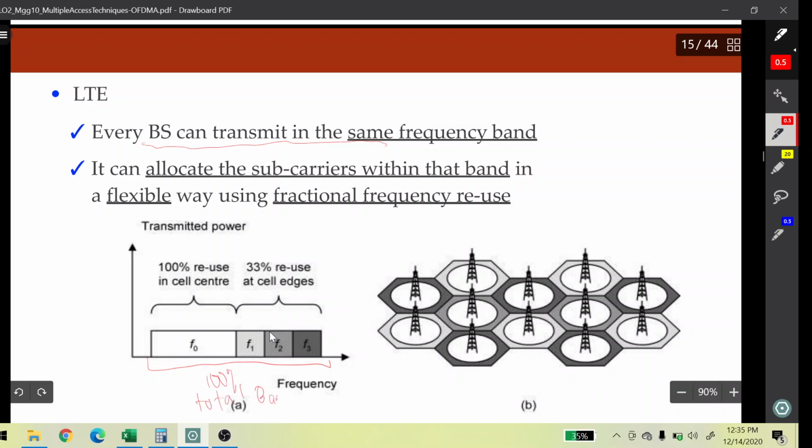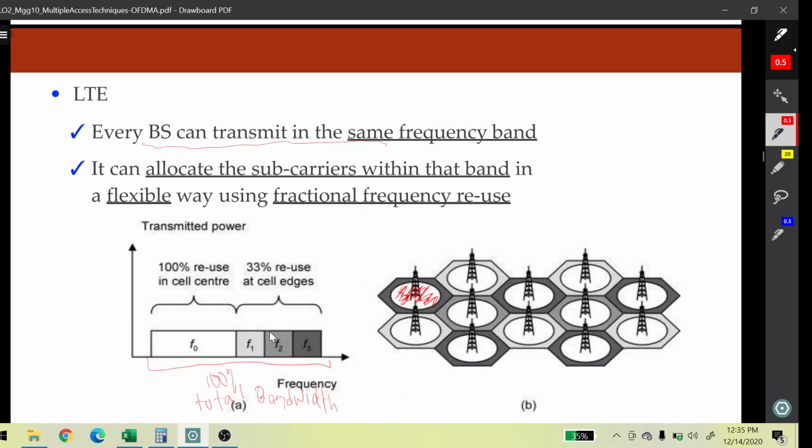Total bandwidth. This is the 100% total bandwidth. So in LTE, it is divided into inner circle and outer circle. This red one over here is the inner circle, and the darker one outside it is the outer circle.